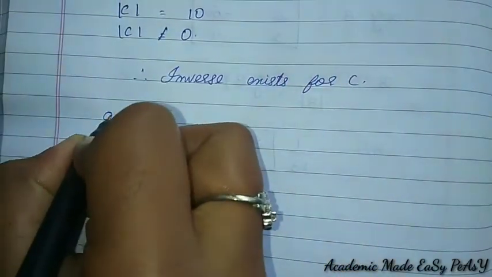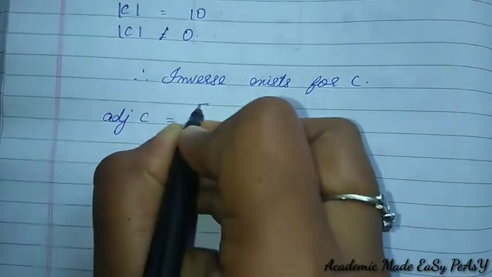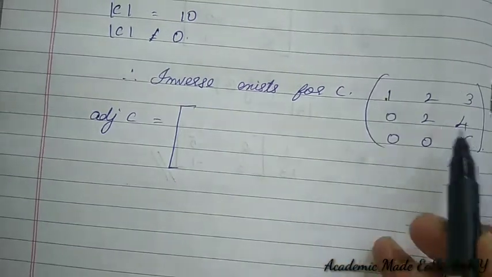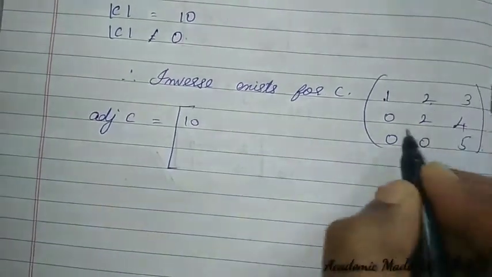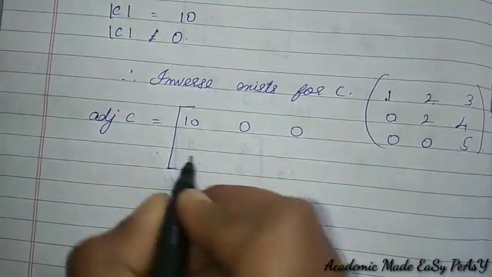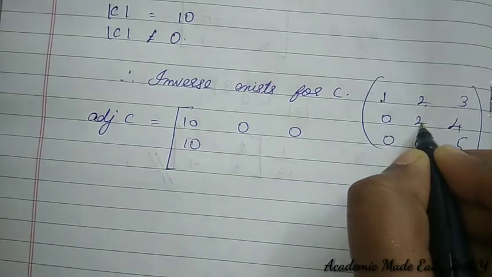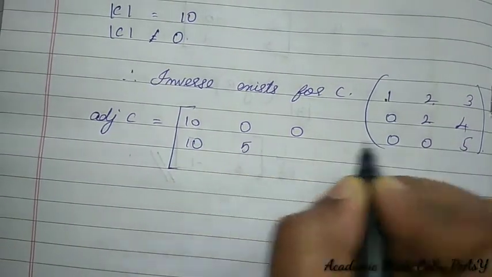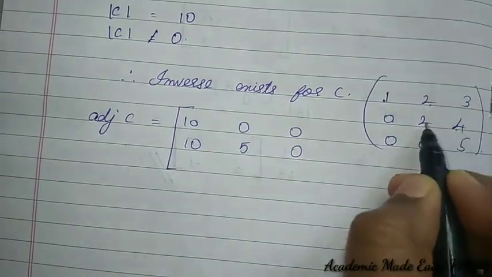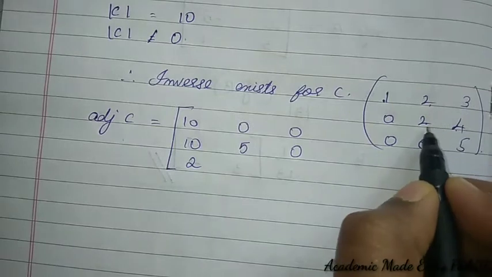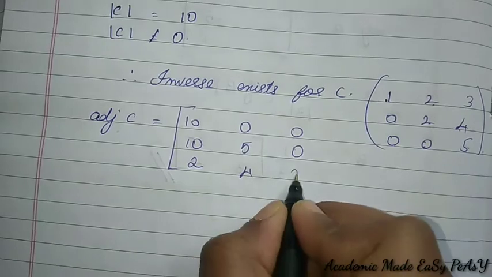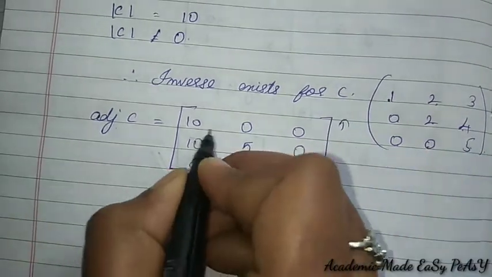Now I will be finding the adjoint of C. Let me write the matrix over here. For this element, it is 10. For this element, 0. Here, 10. 5. 0. 8 minus 6 is 2. Here 4, 2. So now I will be changing the sign.